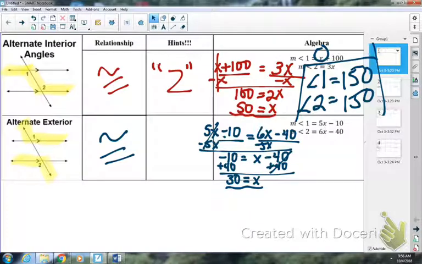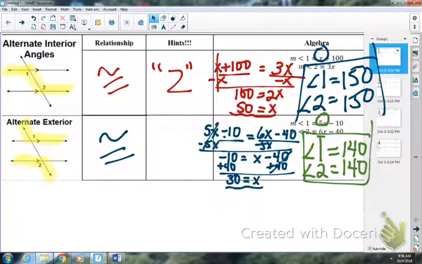But if my question asked me to find what angle 1 or angle 2 were, I would have to plug it back in. So if I plug it back in for angle 1, let's do some mental math here. What's 5 times 30? What's 150 minus 10? 140. So angle 1 is 140. Now if I did it correctly, angle 2 should be 140. So let's test it. What's 6 times 30? 180 minus 40 is 140. So I did the math right.